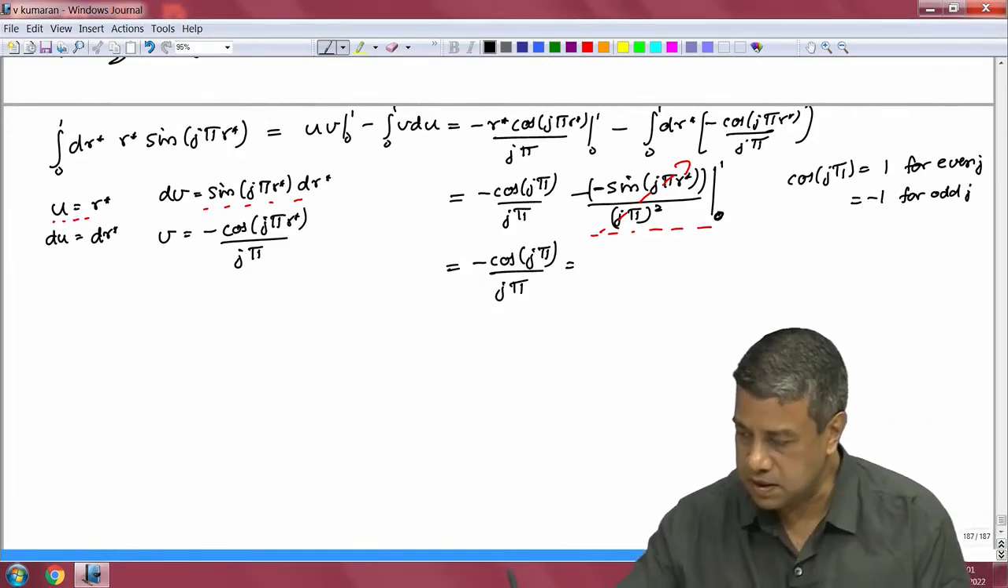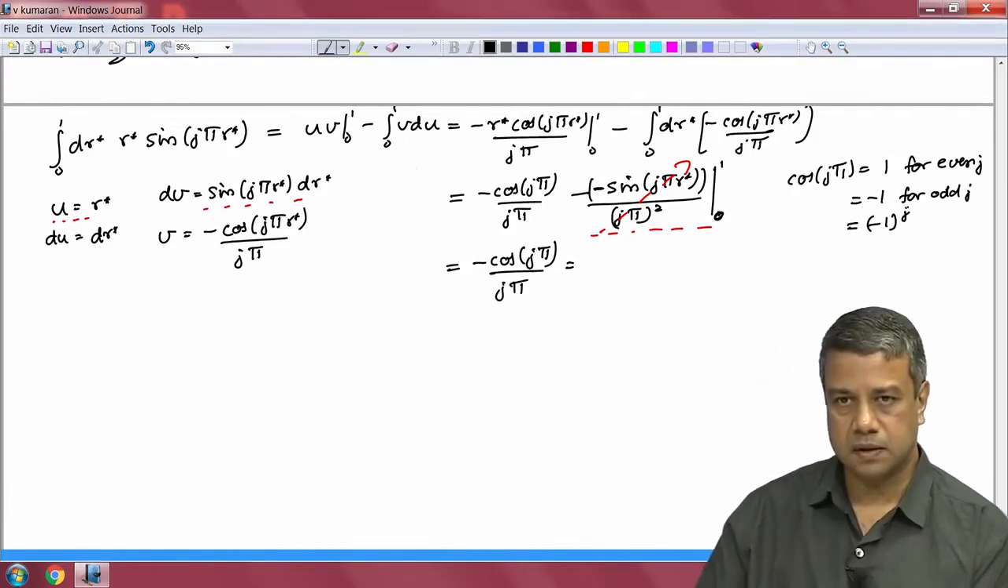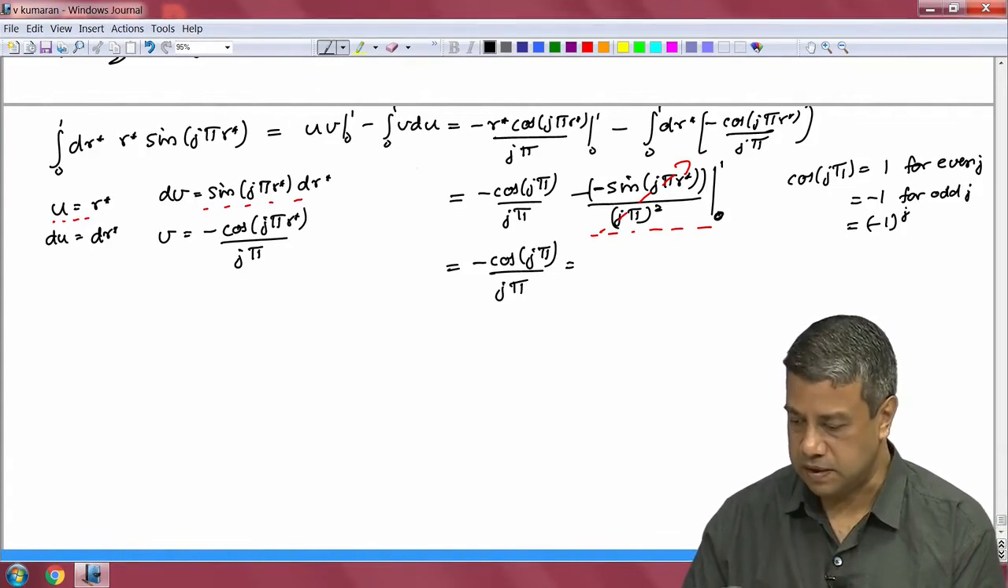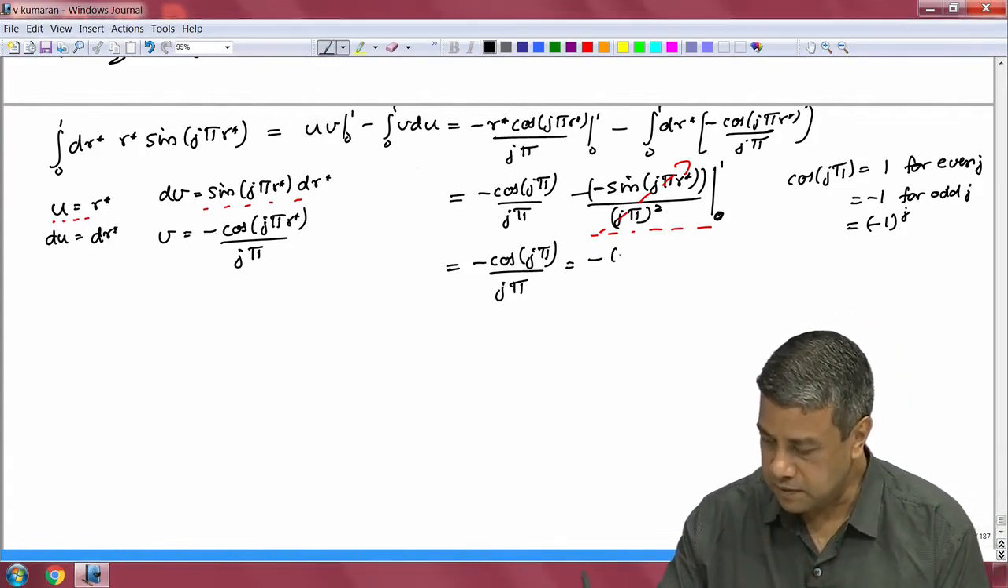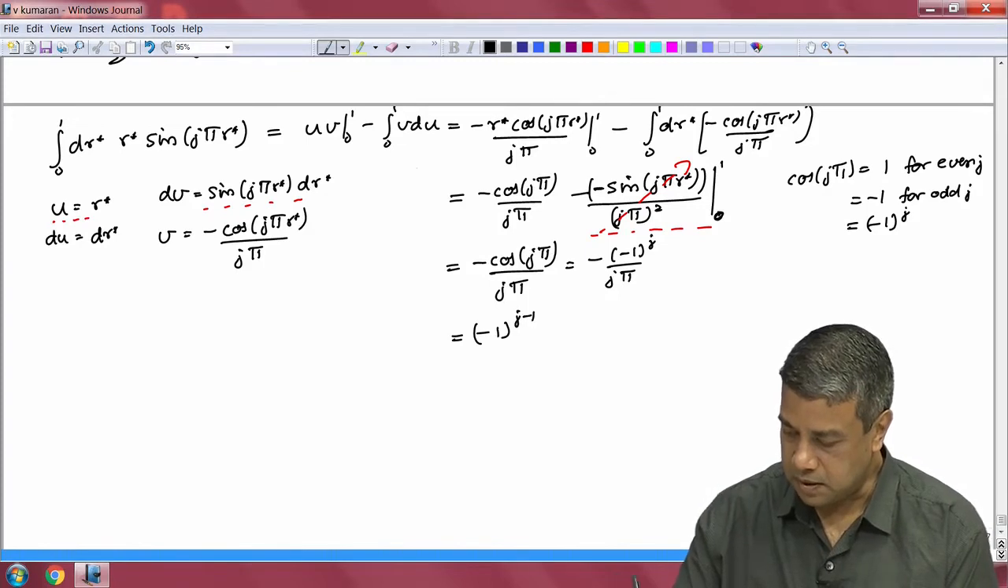So, I can write this as minus 1 to the power j, which is minus 1 for odd j and plus 1 for even j. So, this is minus of minus 1 to the power j by j pi, which is effectively minus 1 to the power j minus 1, by j pi.